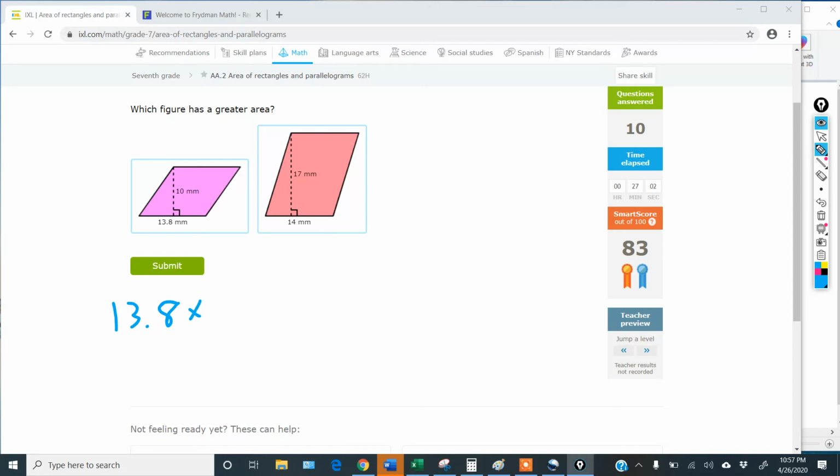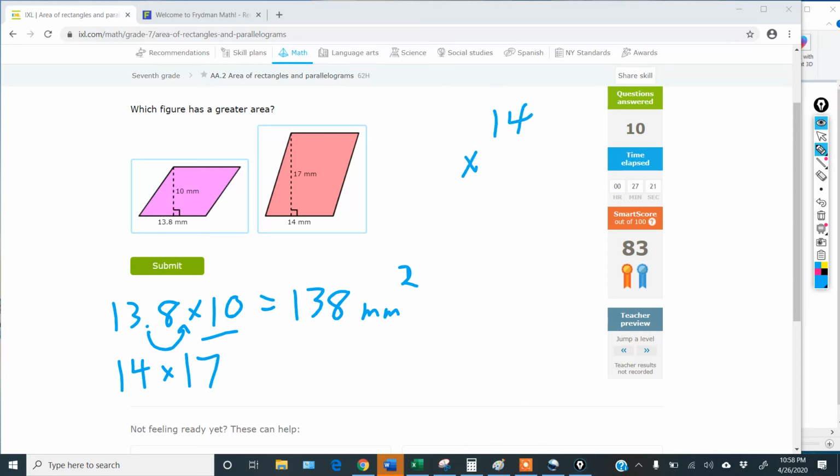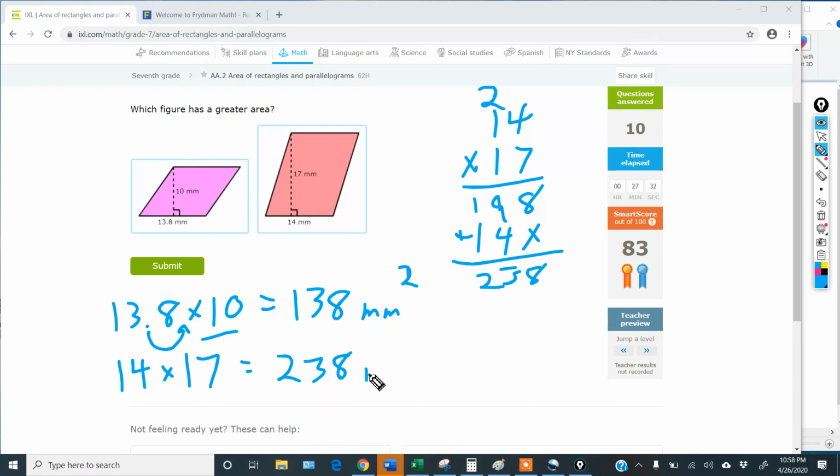13.8 times 10, well, that's easy. That's just going to give me, move the decimal one space over because I'm multiplying by 10. That's just going to give me 138. That would be square millimeters if I want to put the units in. And 14 times 17, just go ahead and do that on the side here. That's going to give me 238 square millimeters.